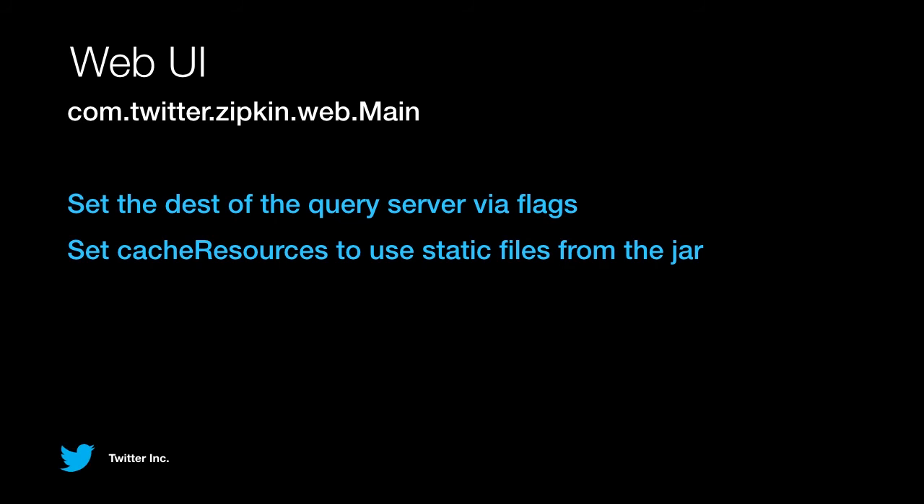And like I showed you in the flags, you can set where that's listening. You can set the destination of the query server that you want to read from. If you're trying to run this in production, you need to set cache resources so that it pulls all those things into the jar and then into memory, and then all the static assets are served right out of memory. That's it. Fairly simple, fairly straightforward to get these plugged together.